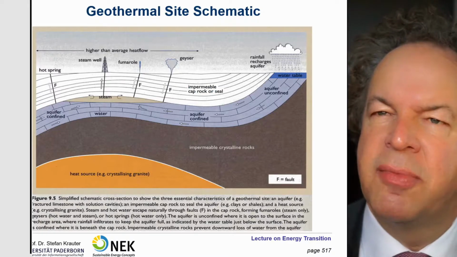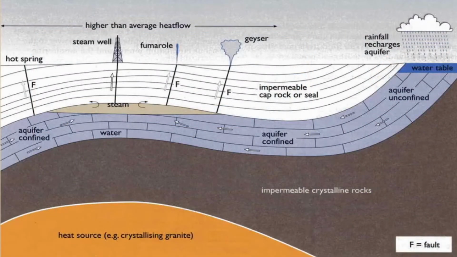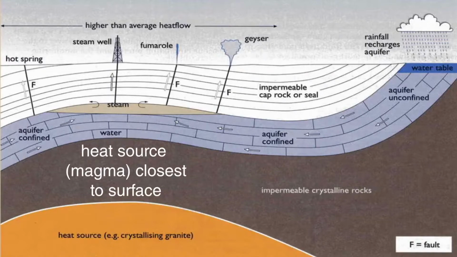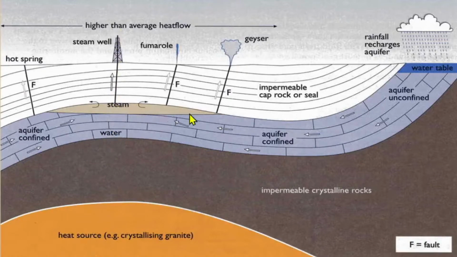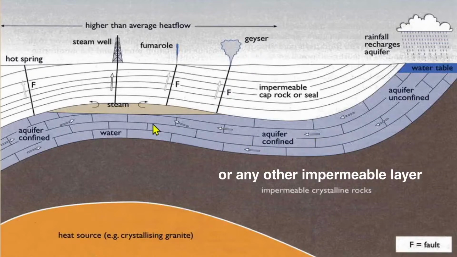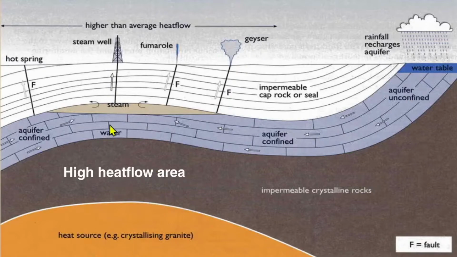So we have a geothermal site here. You see the different forms of how the heat can come to the surface. Water can evaporate to steam, and you can have a well there, or it goes on its own via a so-called fumarole, or if it's a mixture between water and steam, it's called a geyser. If it's only water, we may call it a hot spring. The water comes in from a different site. You have to have impermeable crystal rocks, and the water flows here, and then it goes to the heat source and is then heated up or even evaporated.